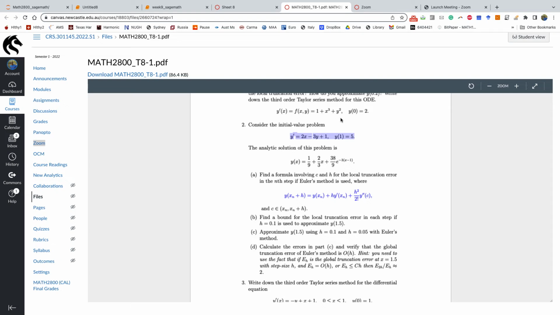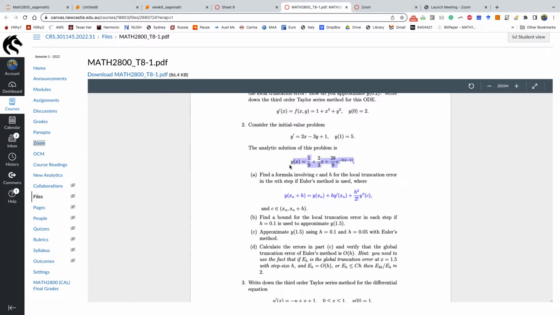Right, so it says that y prime is 2x minus 3y plus 1. I hope everybody can hear me in the Zoom, right? I can't see the chat. Please say something. Yeah, okay, thank you. Okay, so now the analytic solution is given here.